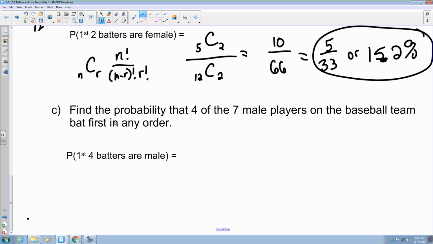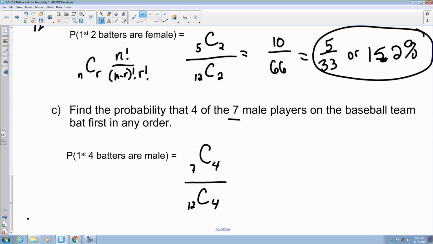The last one on this page says find the probability that four of the seven male players on the baseball team bat first in any order. Again, in any order, so this is another combination. The favorable outcomes are that there are seven males, and we want to see if they bat in the first four. The total possible outcomes is all the players, so it's going to be 12 and 4.